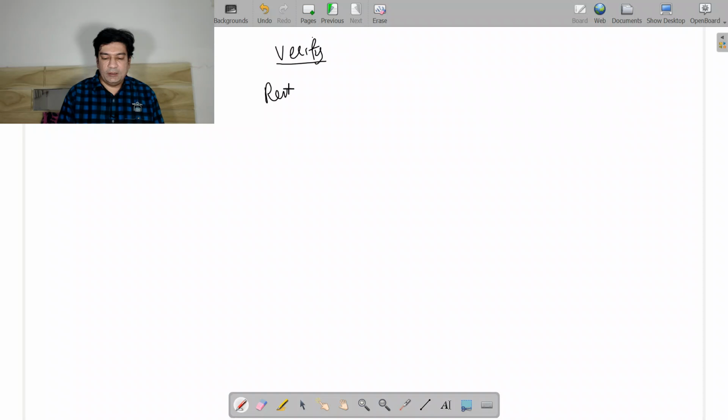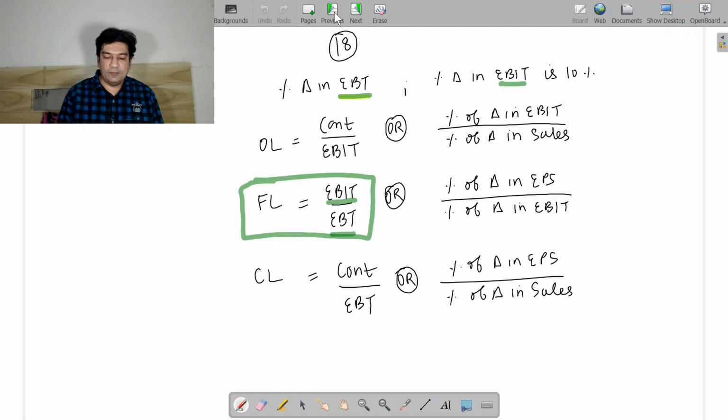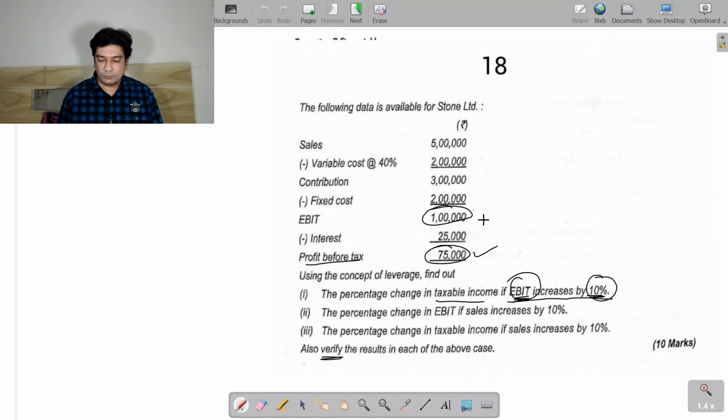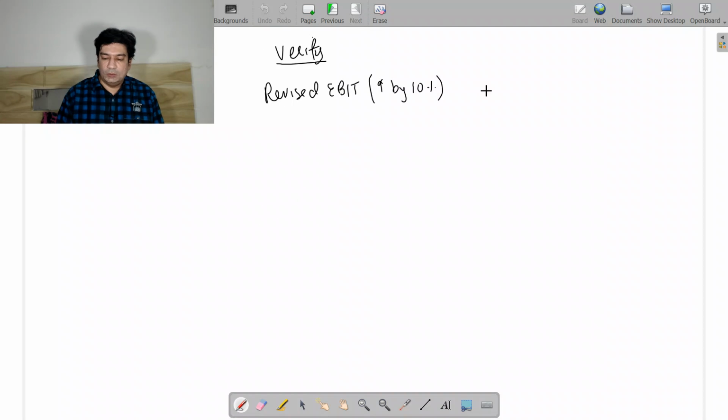So our revised EBIT will be risen by 10%, right? So we are going to revise our EBIT. So 1 lakh, on that 1 lakh 10% if I do is 10,000. So my revised EBIT will be 1 lakh 10,000.